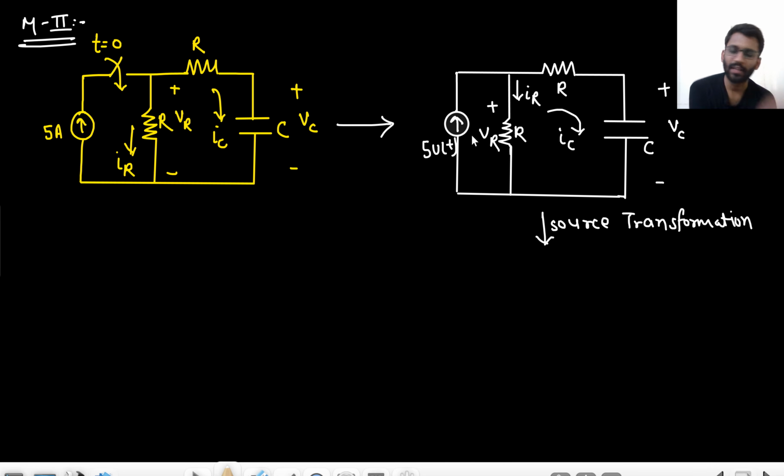So what I am doing is converting this current source into a voltage source. What will be the value of the voltage source? The current into the resistance, that would be 5R, and this resistance will come in series, that will be R.